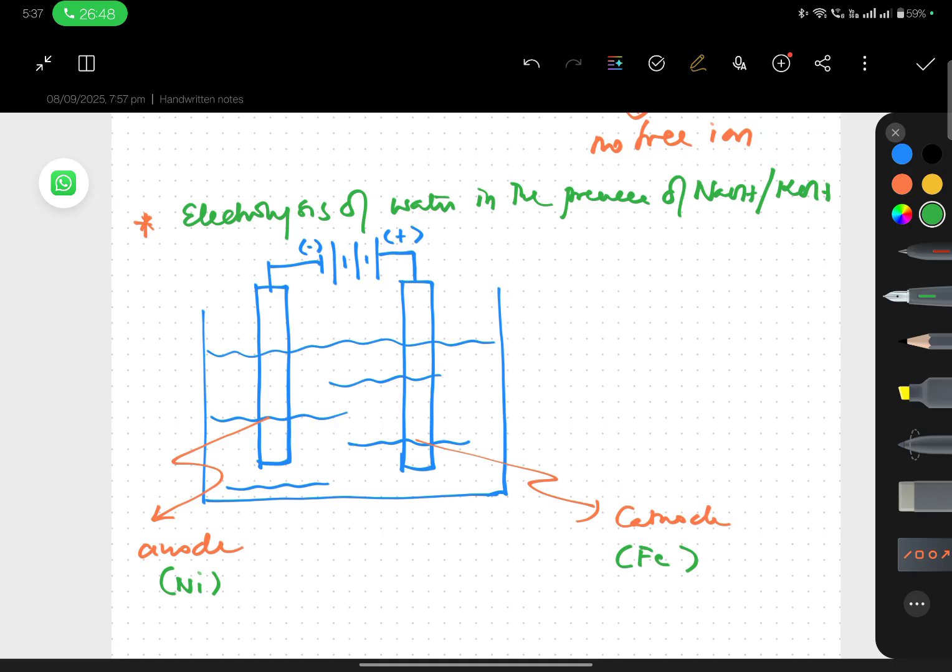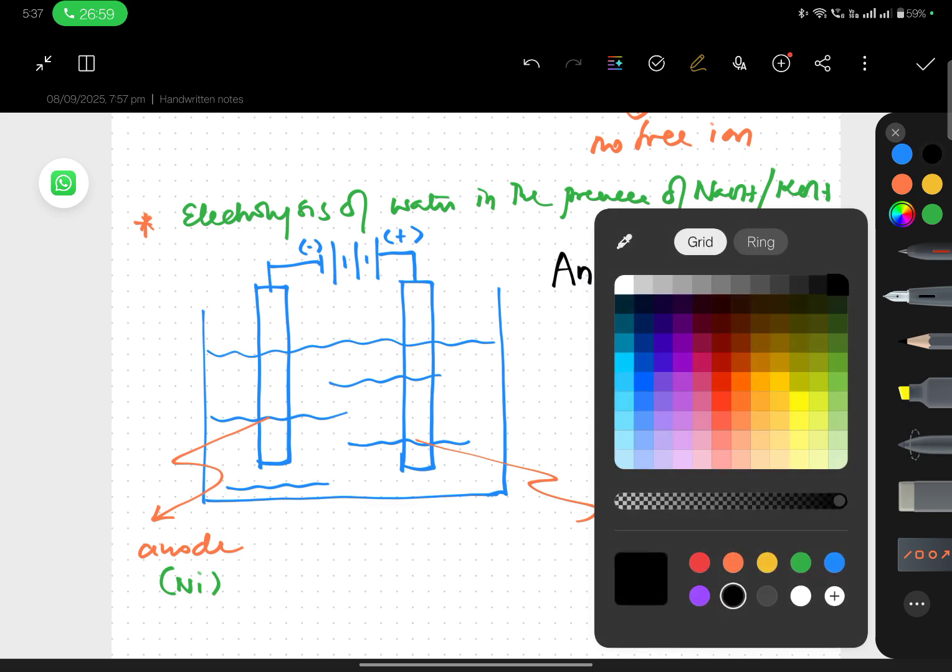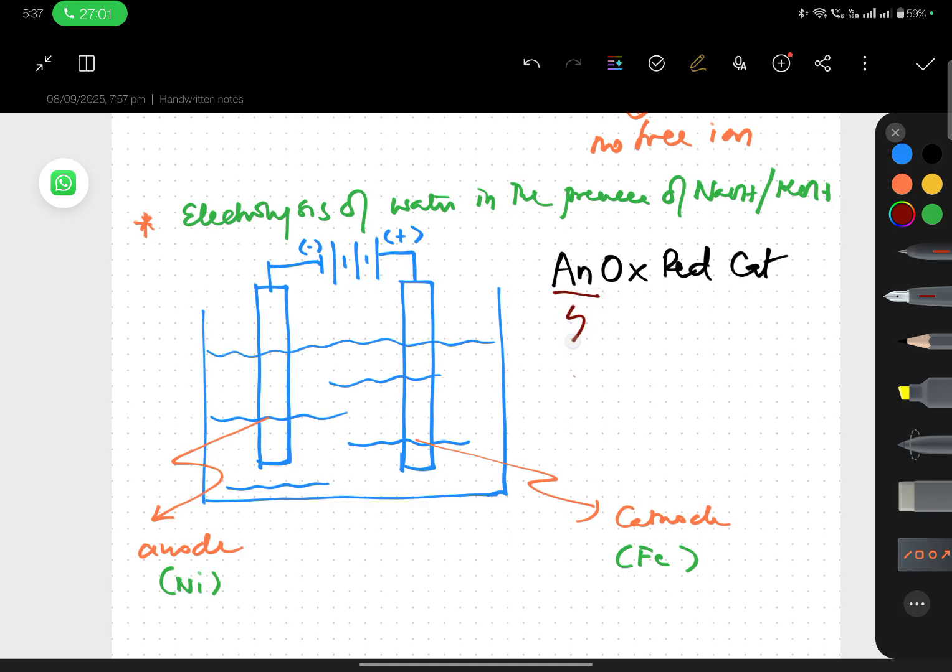What is the other mnemonic I have given? What is the meaning? Ox means, red means, cat means cathode. So at anode oxidation takes place, at cathode reduction takes place. Please make a note, ma.